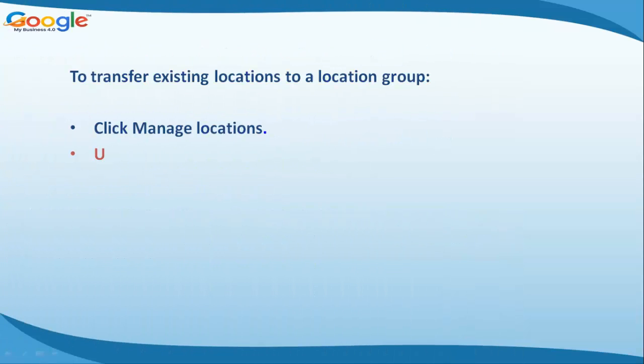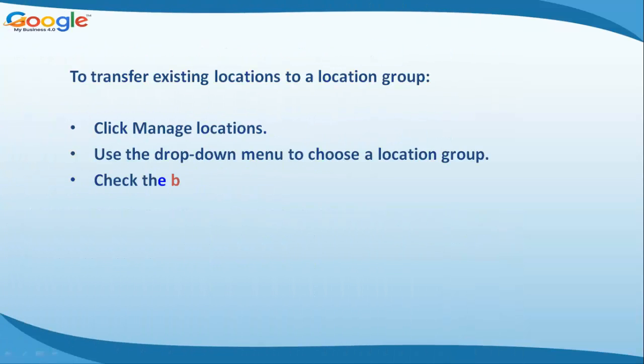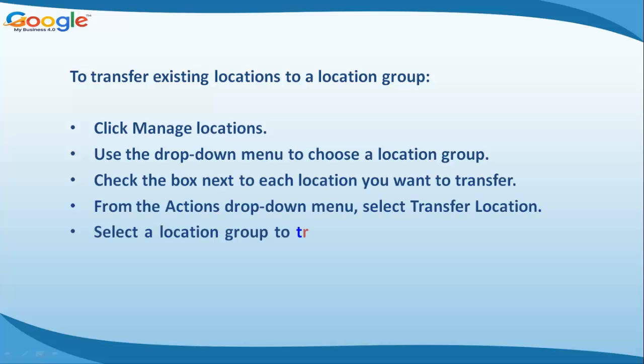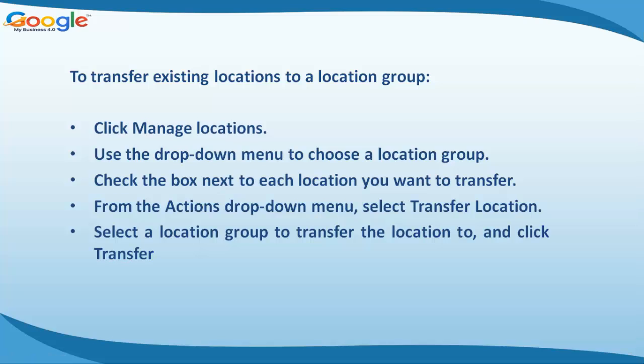To transfer existing locations to a group, click Manage Locations. Use the drop-down menu to choose a location group. Check the box next to each location you want to transfer. From the Actions drop-down menu, select Transfer Location. Select the location group to transfer the location to and click Transfer.